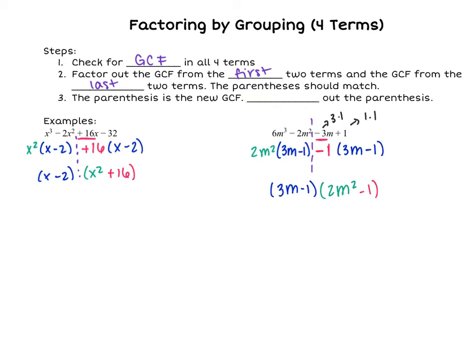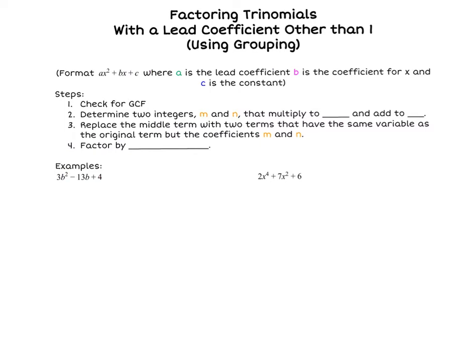And you are done. Now let's consider how we would factor when we have 3 terms, so a trinomial, and specifically a trinomial with a lead coefficient that is not 1. We're going to do this by using grouping besides a couple of other strategies.